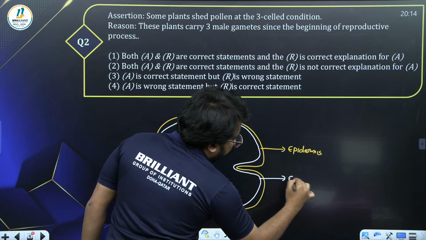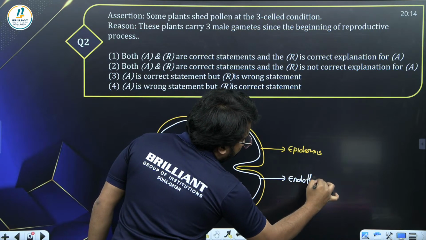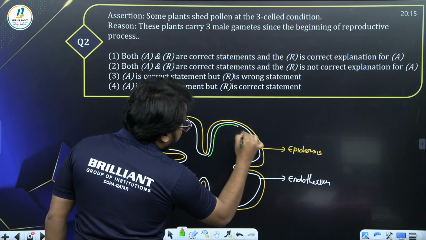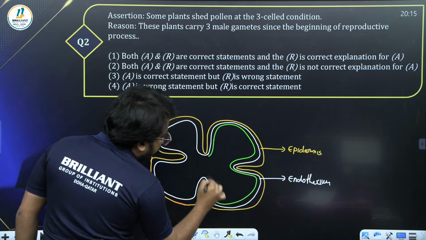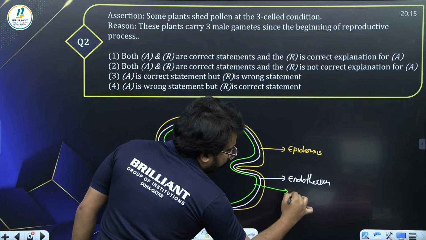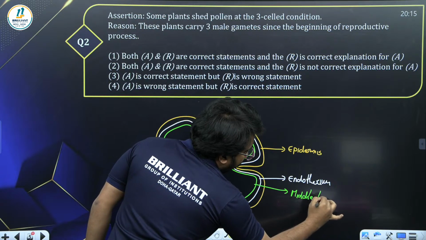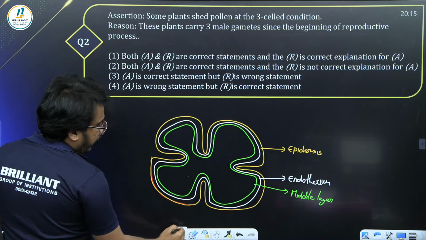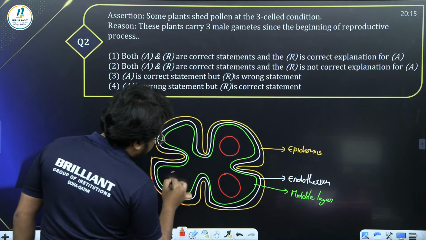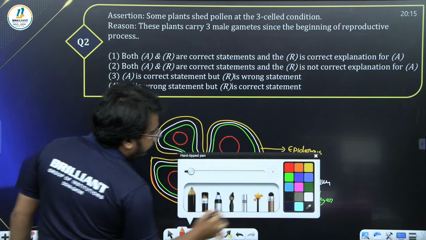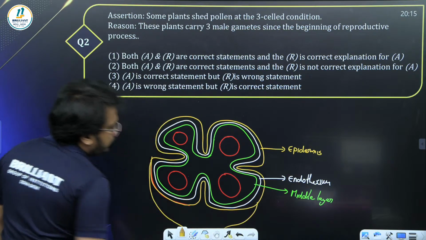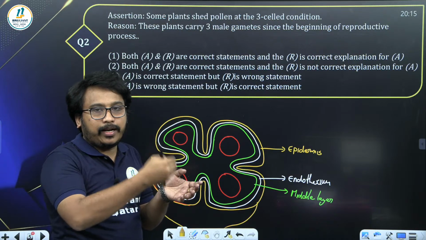Then inner to that endothecium, there will be another layer that is coming. That layer that is coming inner to the endothecium is the middle layer. I am not drawing it completely. Then inner to the middle layer there is tapetum. So if you take the cross section of an anther, it will be having epidermis, endothecium, middle layer, tapetum.